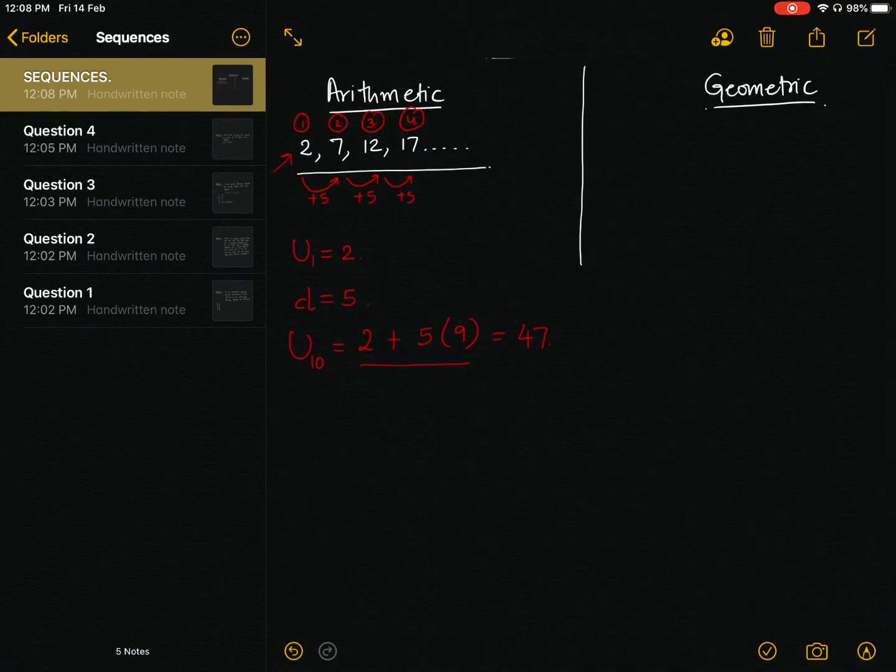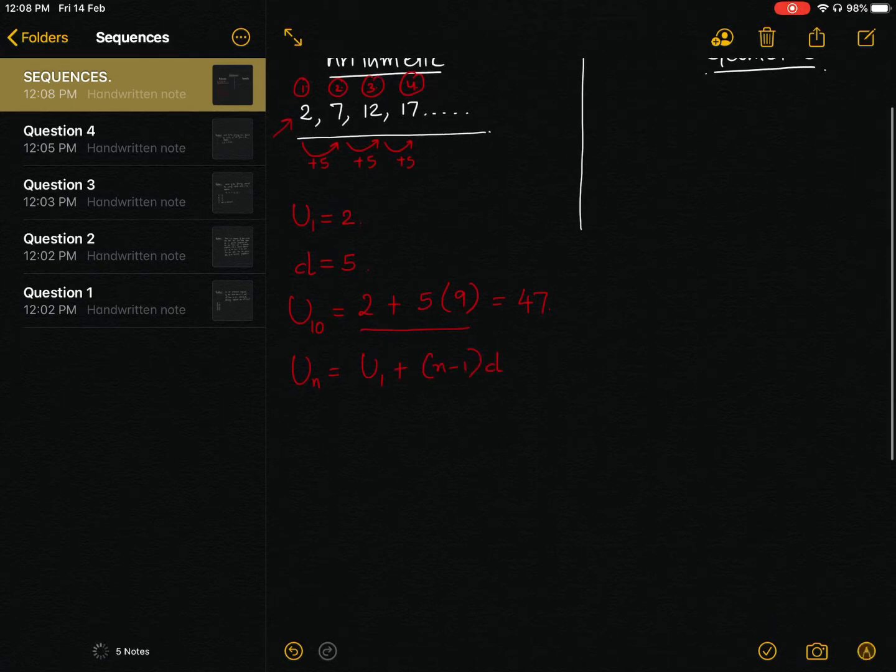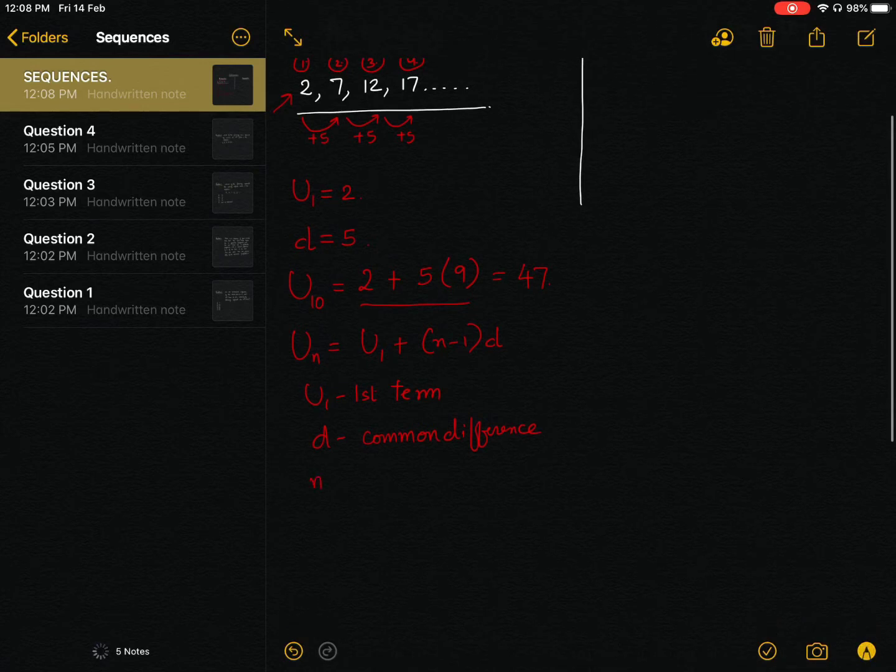So the general formula that I can use for this is un equals u1 plus n minus 1 times d, where u1 is the first term, d is the common difference, the difference between each term, and n is the place for the term.